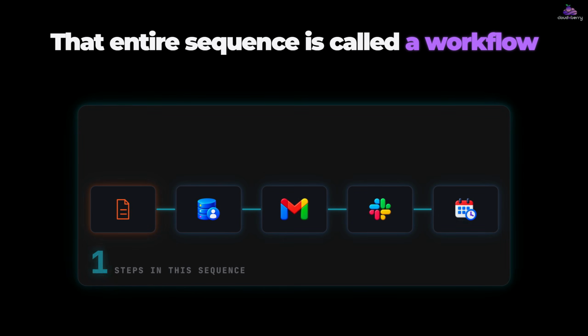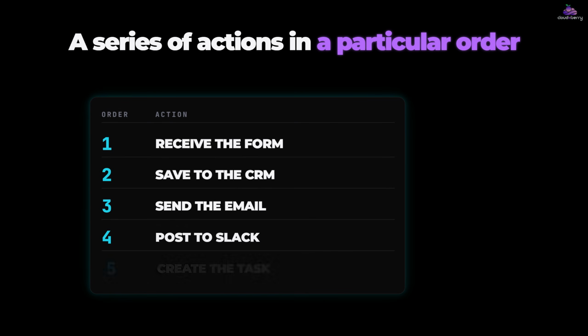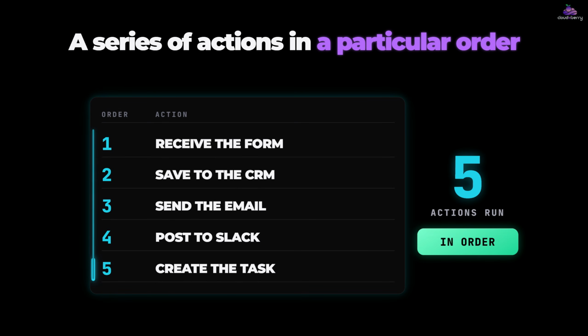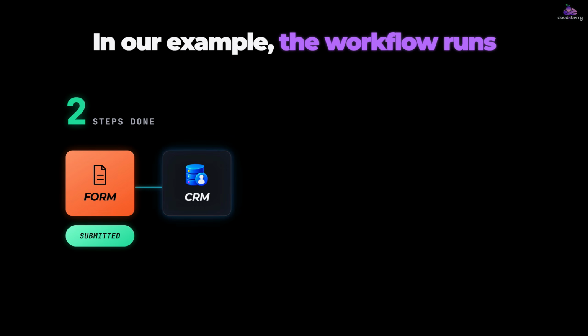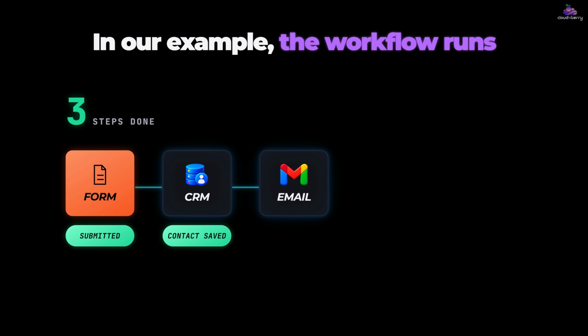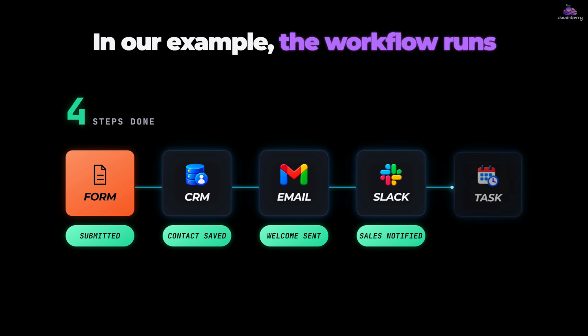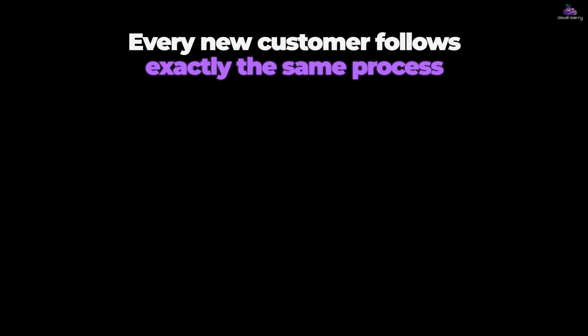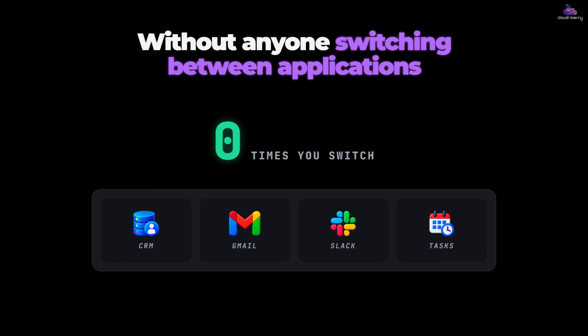That entire sequence of steps is called a workflow. A workflow is simply a series of actions that execute in a particular order. In our example, the customer submits the form, their details are saved in the CRM, a welcome email is sent, your sales team receives a Slack notification, and a follow-up task is created. Every new customer follows exactly the same process without anyone switching between multiple applications.